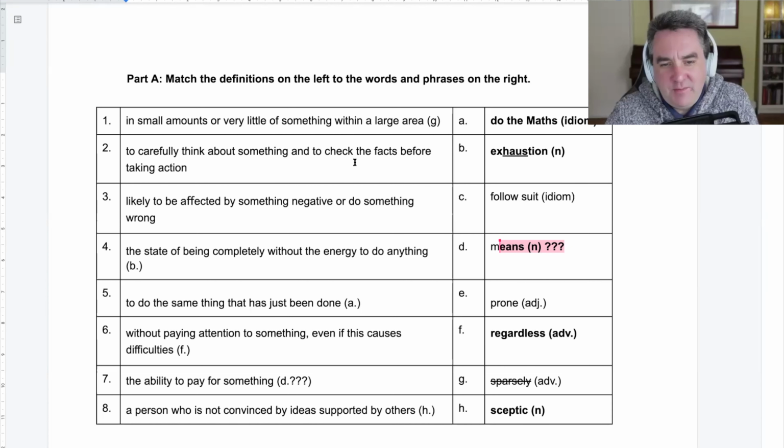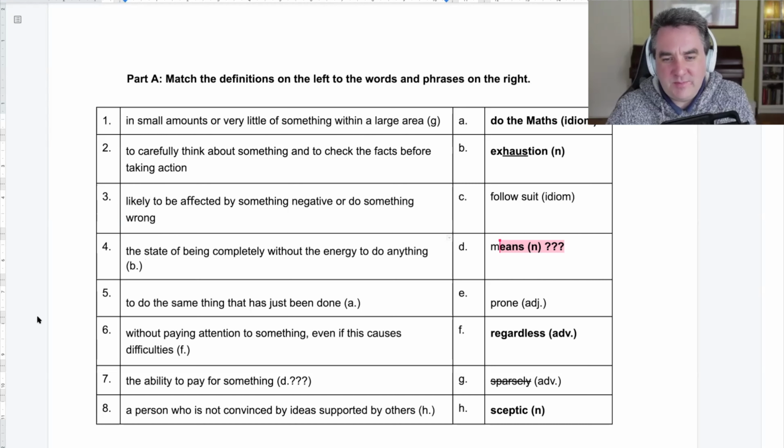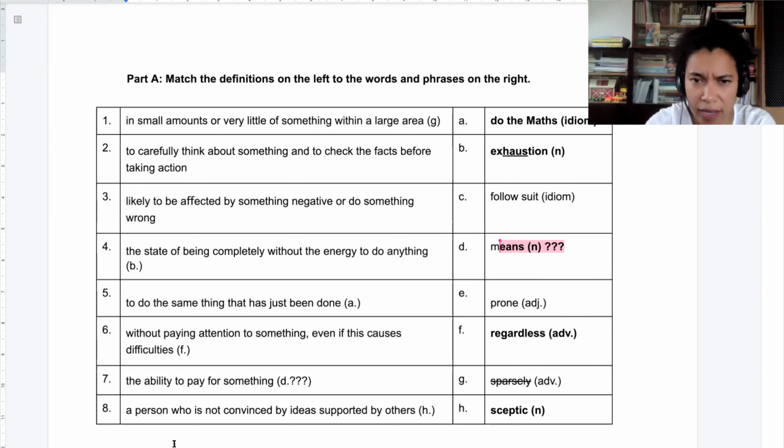Okay. So you've done a few. I can see that we've got 1 and 2 not just done yet. Do you want to have a guess of 2 and 3? I actually really don't know what prone and follow suit is.